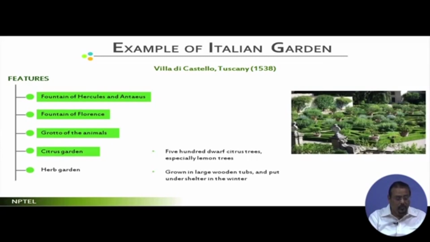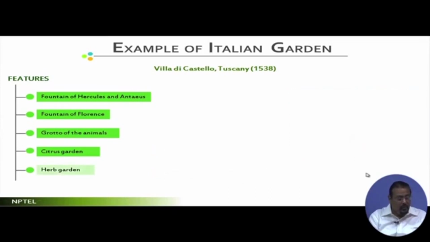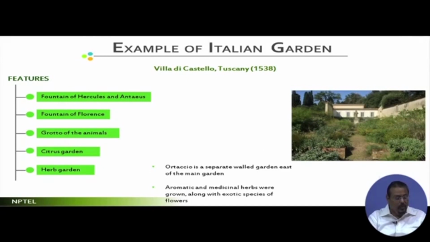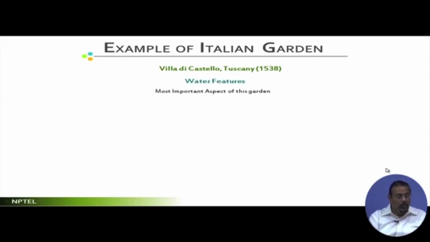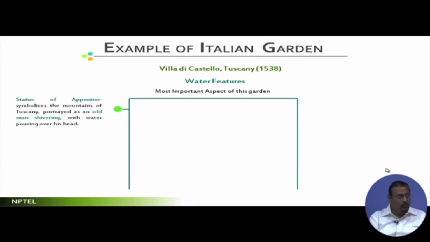Then comes the citrus garden. Huge number of citrus trees over here, and they are grown in wooden tubs. So wooden tubs, stone tubs, and such kinds of pots came into our elemental list. And then comes the herb garden. This particular herb garden, which nowadays we are also emulating in many of the landscapes, we are trying to create a garden we call herbal garden, full of medicinal plants, so that they have created long back, so many years ago. Quickly going through the water features.